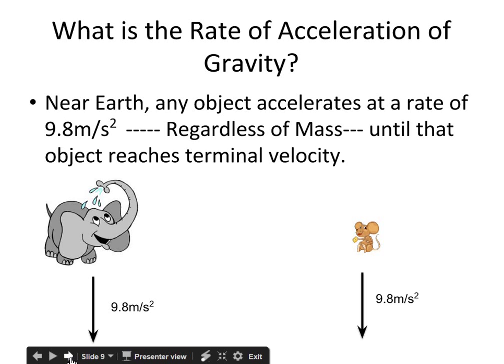Our elephant obviously has more mass than our mouse, but they are going to accelerate towards Earth at the same rate, and that same rate is 9.8 meters per second squared, until those objects reach terminal velocity. Terminal velocity is the fastest speed it can go, and we'll talk about that in just a second. But this rate is the same for the elephant and for the mouse.